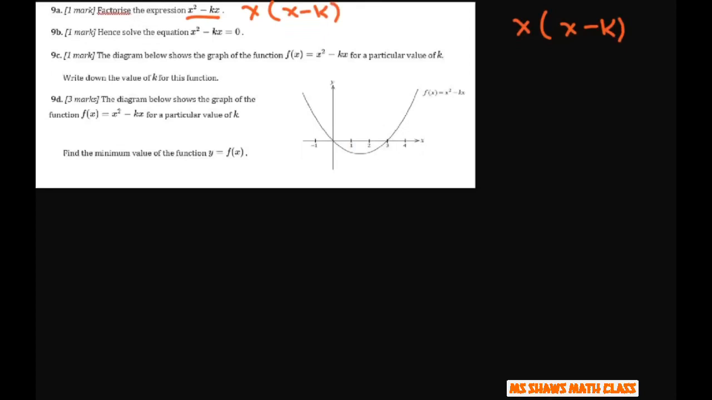All right, and it says solve the equation. So we're setting this to 0, so you get x equals 0 and x equals k. You're just setting both of these pieces to 0.